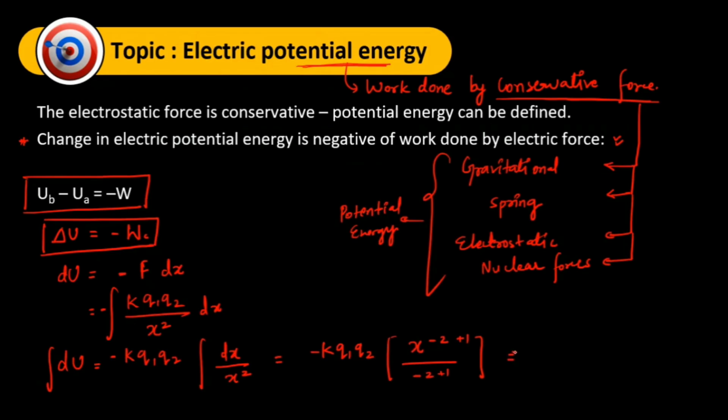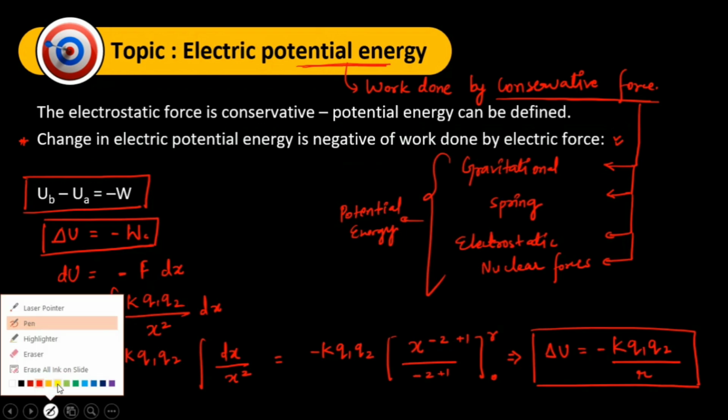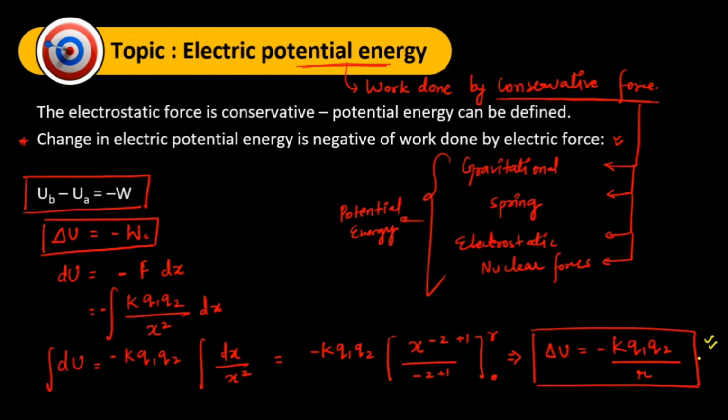That only. So this will give us potential energy or change in potential energy as K Q1 Q2 by R. We are integrating it from 0 to R, that too in negative. So this is the relation for change in potential energy that we are actually going to use to find potential of a given system. Negative of K Q1 Q2 by R. Now, how did this formula come? This formula came from the definition of potential energy, which is defined by negative of work done by conservative forces.